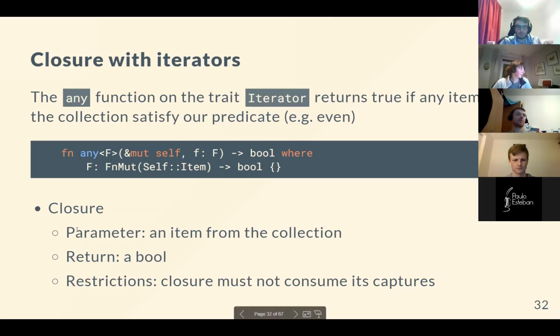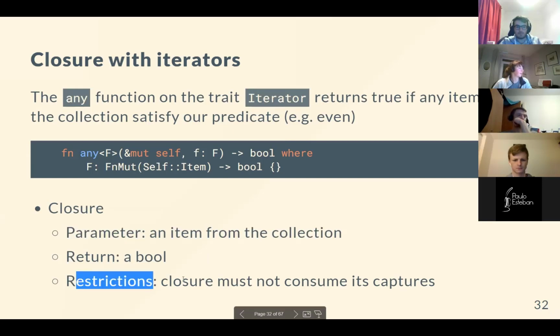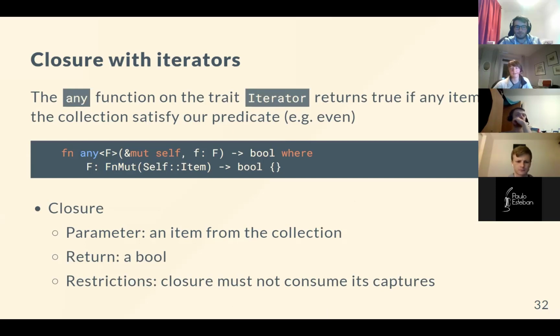So the parameter is an item from the collection. It returns a bool, and the restriction is that the closure must not consume its captures. And the way you know that is because it's got FnMut. So you couldn't pass in something which doesn't implement FnMut. It can't consume things in its closure because it's going to be called multiple times potentially.